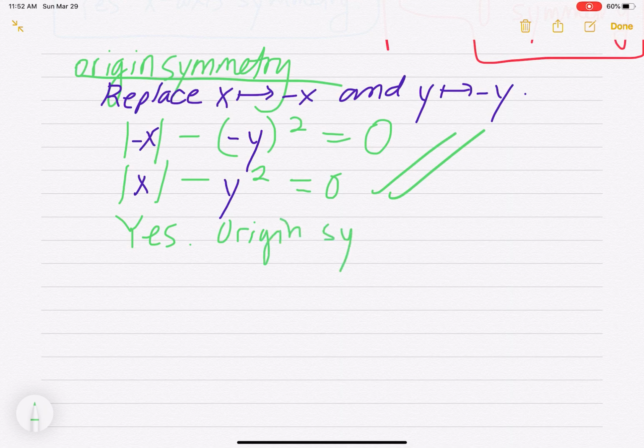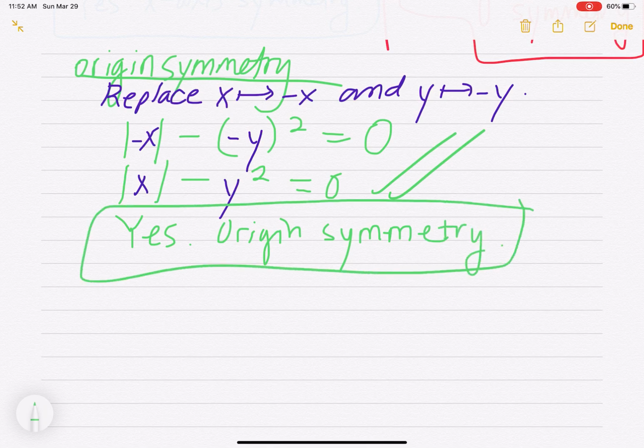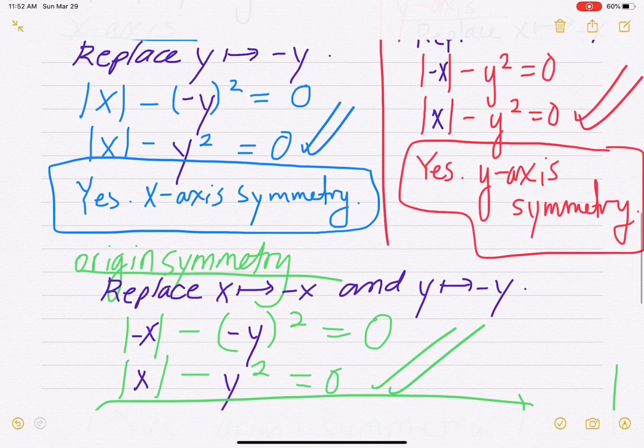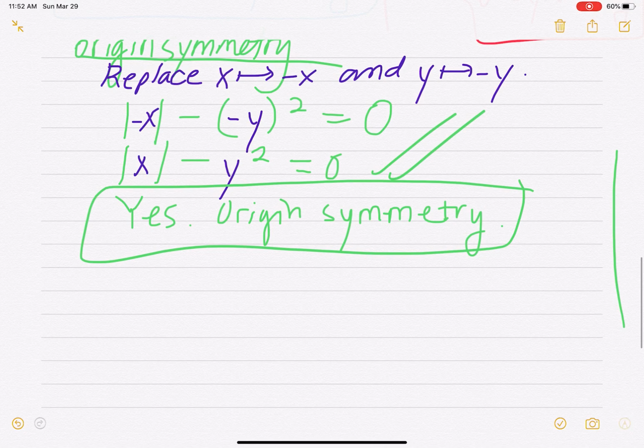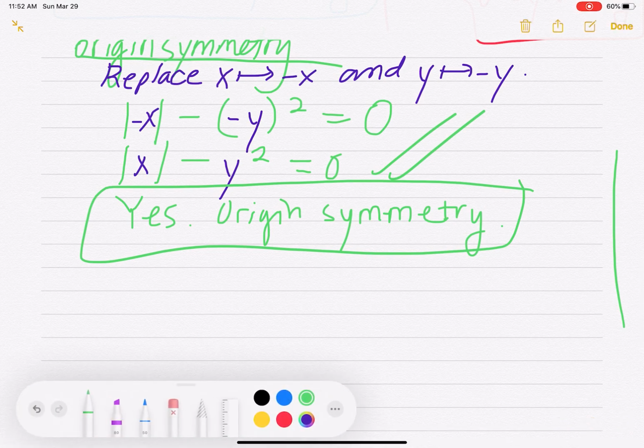So it turns out that this equation, its graph has all three types of symmetry, as you can see here. We've tested for x-axis, y-axis, and origin symmetry, all three types. Yep, so that happens.